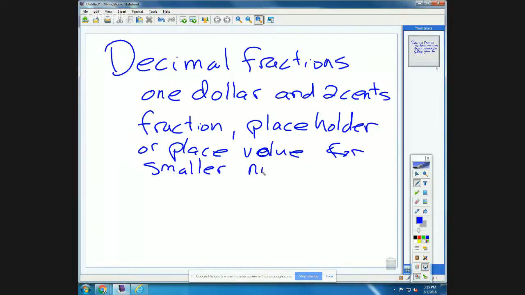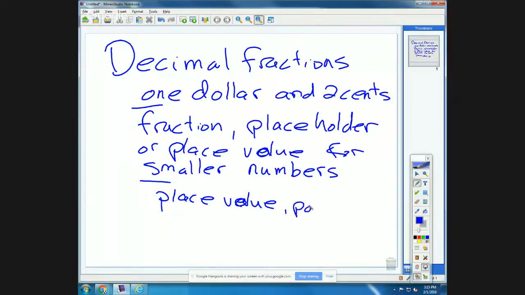You want the real deal? Sure. Any number that is represented using place value and powers of 10. Okay. Powers of 10. Okay, anybody else? Yes. If you're smaller than 0. Smaller than 0. Between 0 and 1, maybe? Okay, could be.